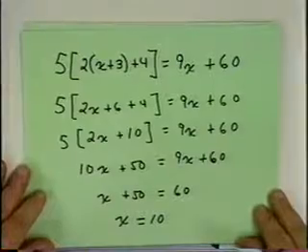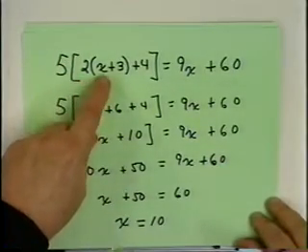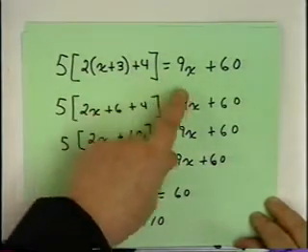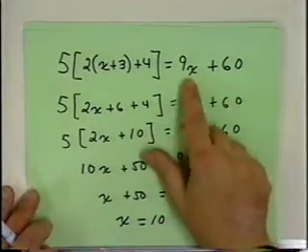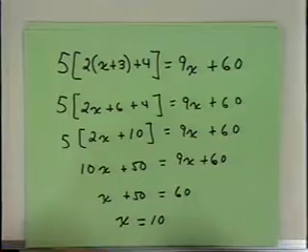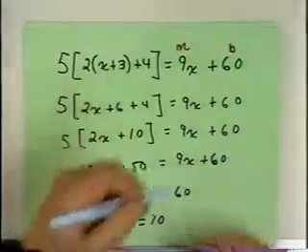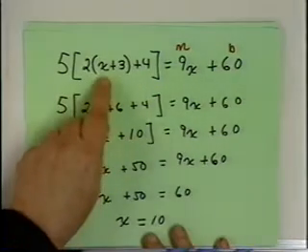So for example, suppose the equation we were given, well, we'll just read it. It's 5 brackets 2 times parentheses x plus 3, close parentheses, plus 4, close brackets, equals 9x plus 60. Well, here we notice right away that the right-hand side of the equation has the mx plus b form. In other words, in this particular case, 9 is playing the role of m, and 60 is playing the role of b. The problem is the left-hand side isn't quite in that form yet. However, we do know how to read this.